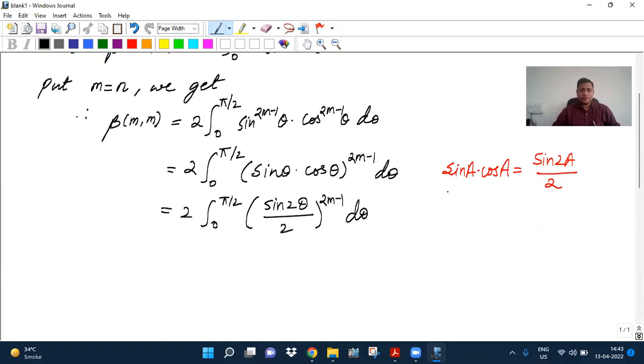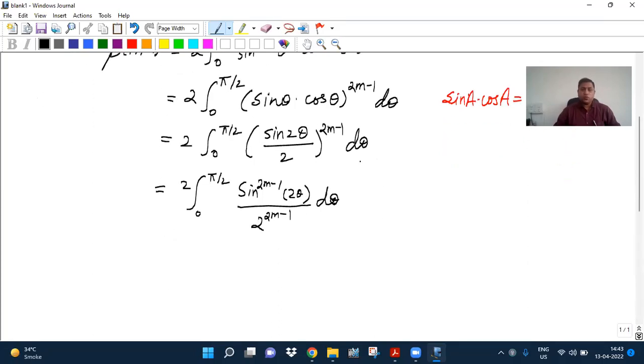Are you getting this? Yes, sir. So we have twice integral 0 to pi by 2 sine raised to 2m minus 1 of the angle 2 theta, upon 2 raised to 2m minus 1, and this is d theta. Okay, so that's what we got. Now we can write this as twice, 2 raised to 2m minus 1 in the denominator, integral 0 to pi by 2 sine raised to 2m minus 1 2 theta d theta.